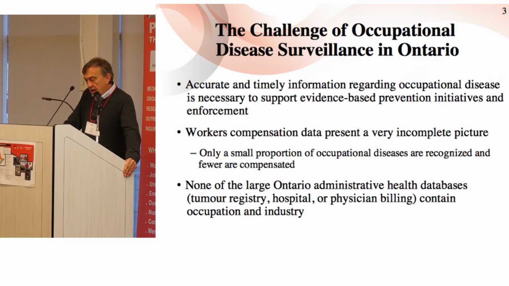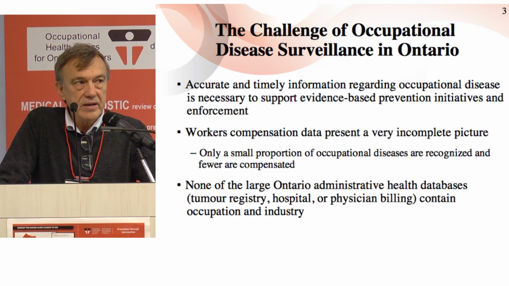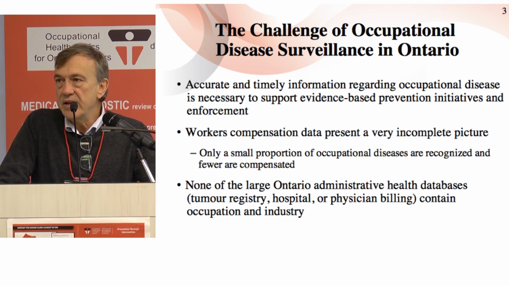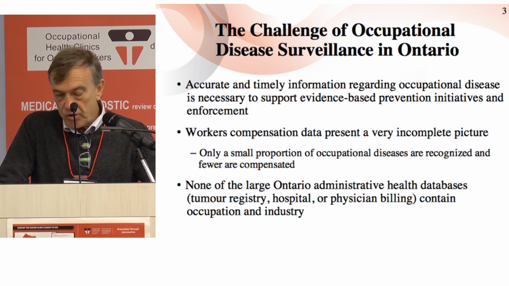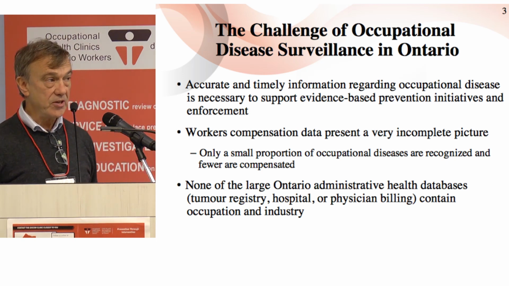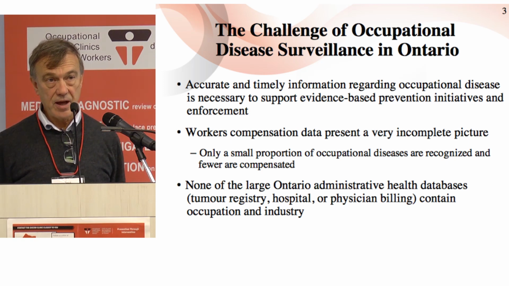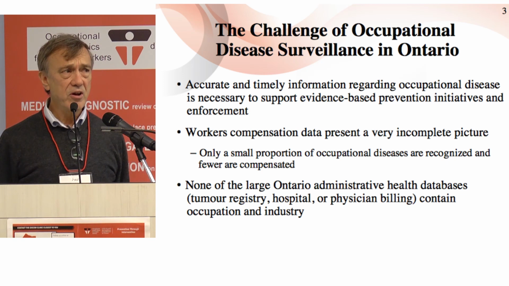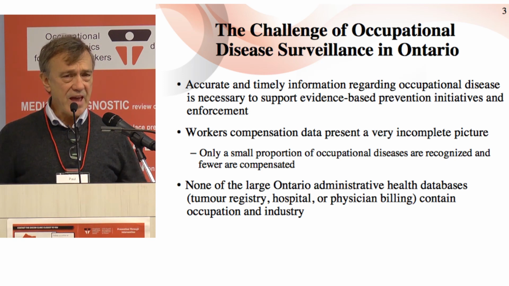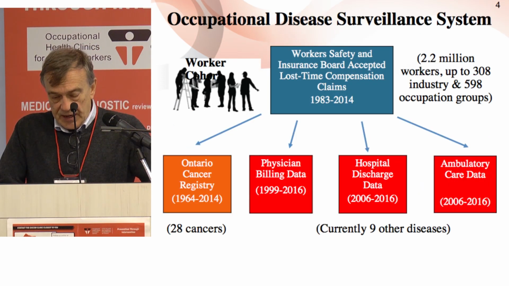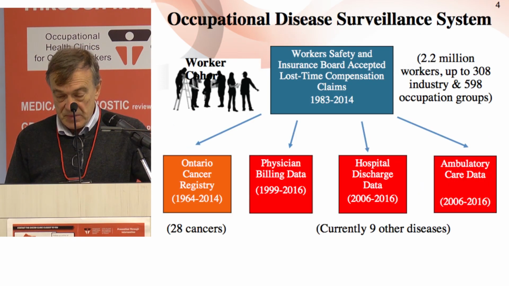The challenge here in Canada is that although we have great administrative data, we don't really have large data sets with occupation in them. And our workers' compensation data doesn't capture occupational disease at all. Only a small fraction of occupational disease is ever compensated. It's not a unique problem to Ontario. It's certainly a problem across Canada and across North America. But it is a challenge that we've had to meet.